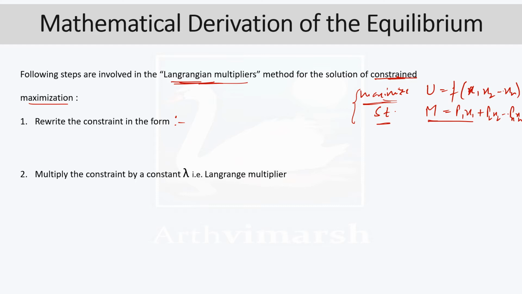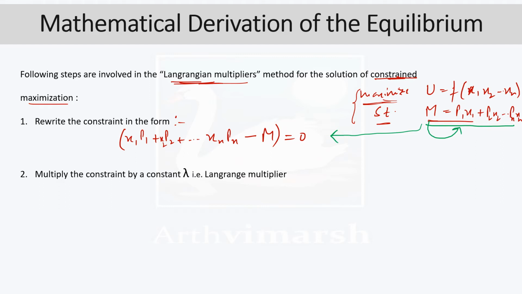So we rewrite the constraint as the quantity times price plus quantity times price 2, so on up to quantity n times price n minus m equals 0. I don't think there would be any doubt in how we arrived at this, because we were given this equation, right? What we did is transpose this to the right hand side and our constraint becomes this, the budget constraint. So this is the first step.